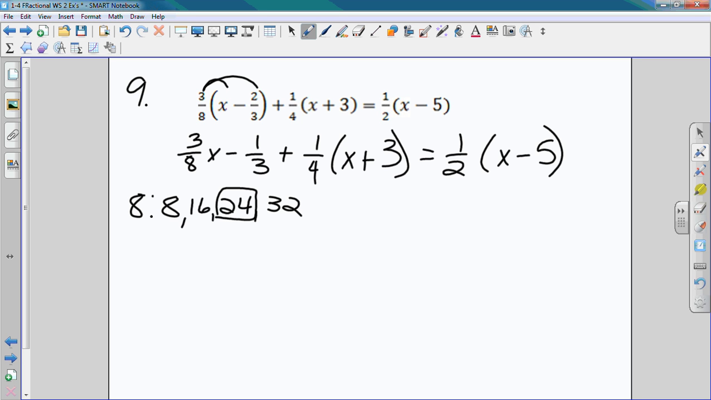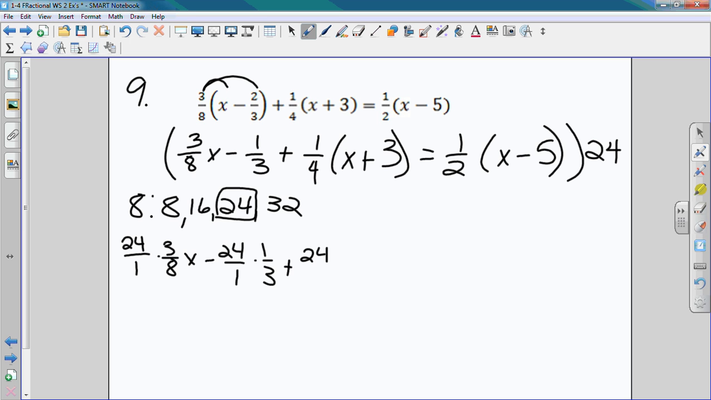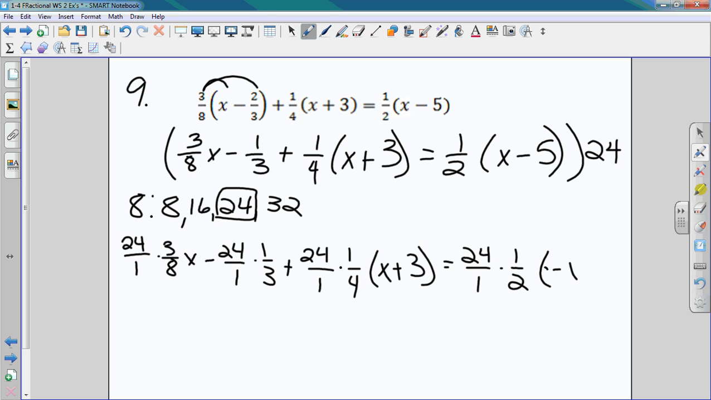So I'm going to multiply this entire equation by 24. I'm going to write it out. Okay, so I have 24 over 1 times 3/8x minus 24 over 1 times 1/3 plus 24 over 1 times 1/4 x plus 3 equals 24 over 1 times 1/2 x minus 5. Holy cow, I ran out of room. Now, reduce. I have 1, 3 times 3 is 9, 9x.